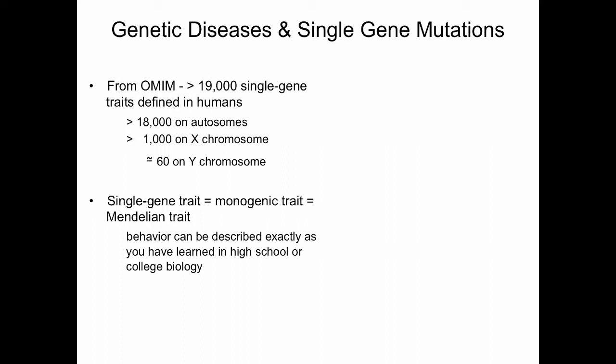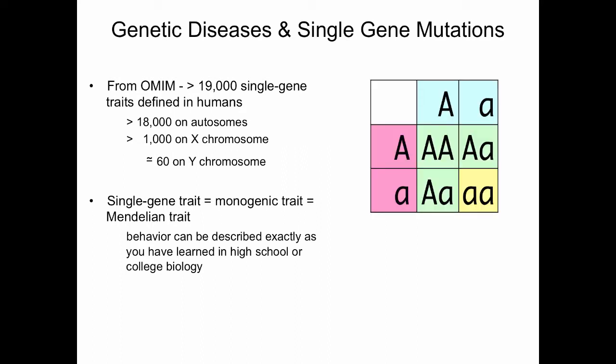If we consider a single gene trait, we're thinking of a monogenic trait or a Mendelian trait, and the behavior of these are exactly what you may have learned about in high school or college biology classes. So in this matrix or Punnett square, we can say that big A is dominant to little a, which is recessive. If you work this Punnett square, you can see that there are 3 genotypes and 2 phenotypes.